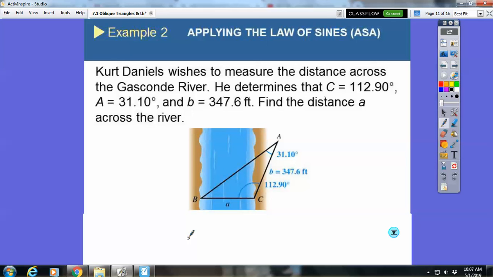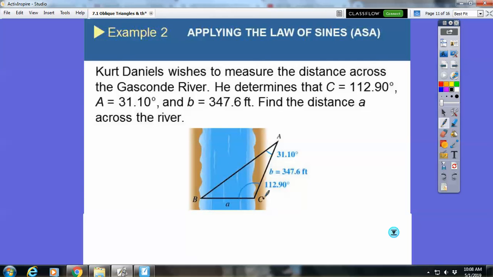Okay, Kurt Samuels wishes to measure the distance across the river. He determines that angle C is 112.90 degrees. How many significant digits is that, guys? 4. Okay. And angle A is 31.10 degrees, and side B is 347.6 feet. So we're doing 4 significant digits on this one. Find the distance across the river.